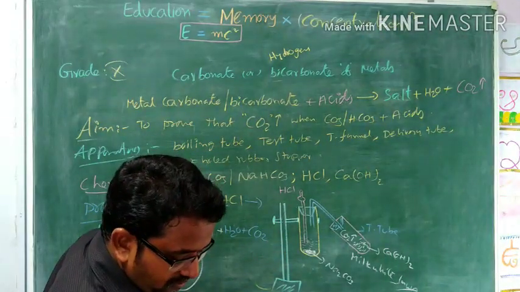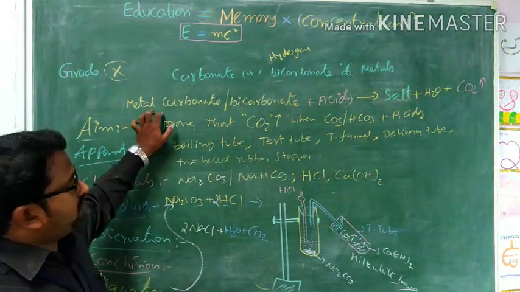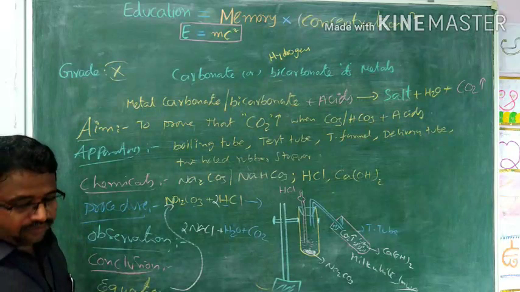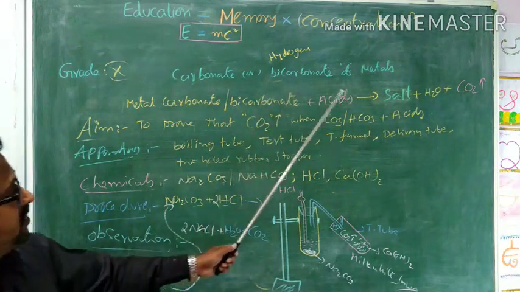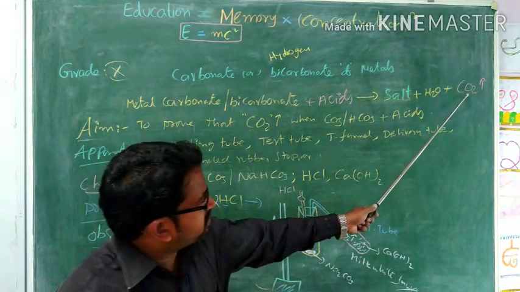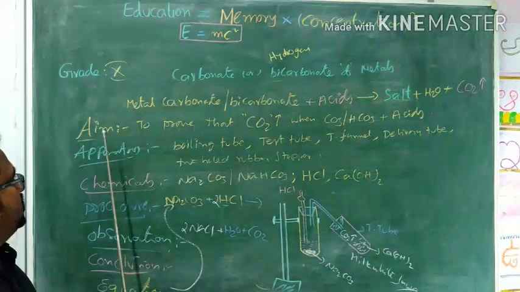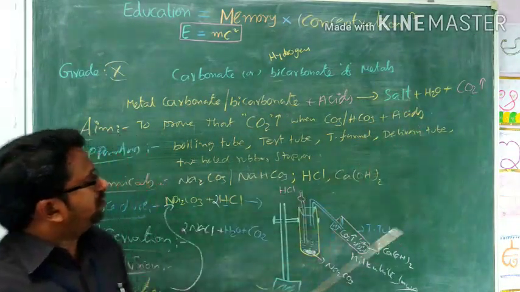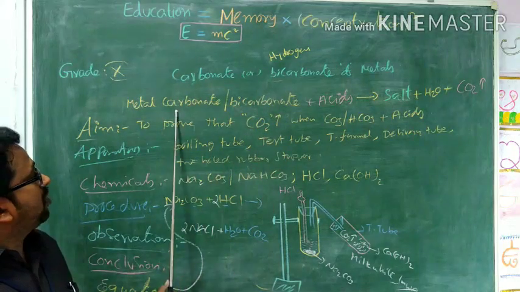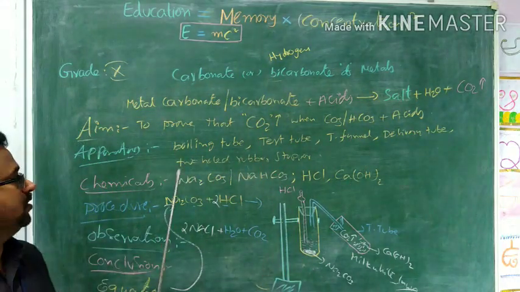So we will have a brief look once again at this. What is our question? What is our activity? Show that metal carbonates or bicarbonates react with acid to liberate carbon dioxide. For that, what is our aim? To prove that carbon dioxide gas is evolved when metal carbonates or bicarbonates react with acids.